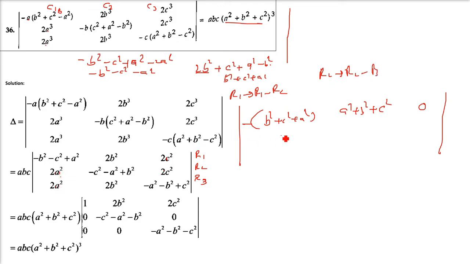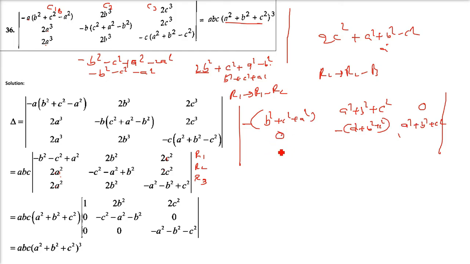2a square minus 2a square is 0. Minus c square minus a square plus b square minus 2b square is minus a square plus b square plus c square. And 2c square minus, so it will be plus a square plus b square minus c square. So this will be a square plus b square plus c square.